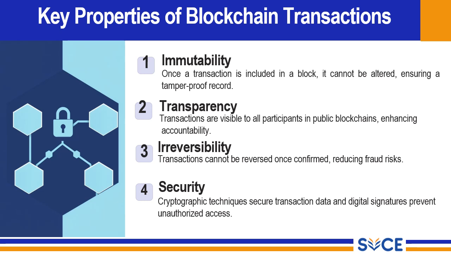The third property is irreversibility. No chargebacks or reversals. Once the transaction is confirmed and added to the block, it cannot be reversed. This eliminates fraudulent chargebacks, which are common in credit card payments. Why is this important? It prevents fraud. Users cannot make a purchase and later dispute it. It ensures transaction finality. Once confirmed, ownership is transferred permanently. It encourages responsible transactions. Users must double check details before sending funds.